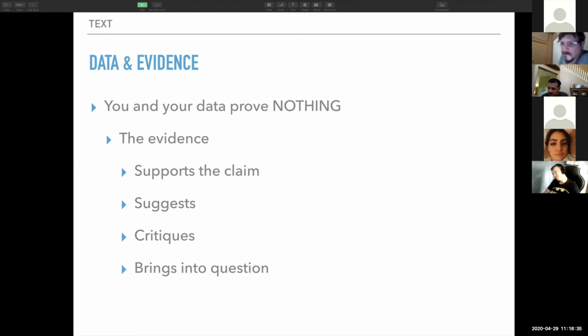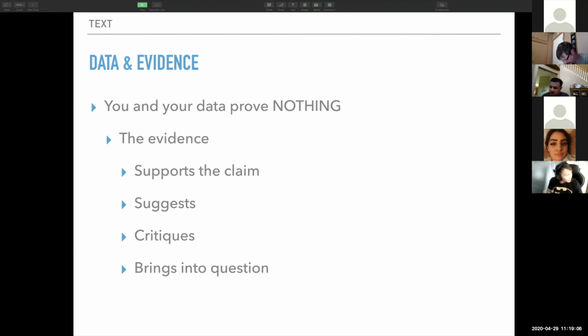The data and the evidence that you find supports a claim, it suggests something, it critiques, it could bring into question. It does not prove anything. Nobody says that in scientific circles. Nobody says prove, because to prove something takes years, maybe even decades of research and peer-reviewed testing and critique. It takes a long time.